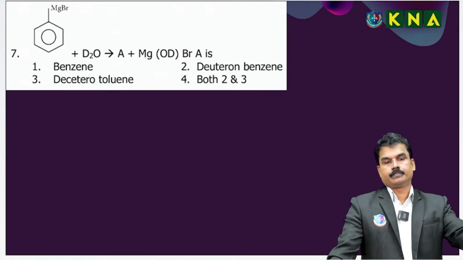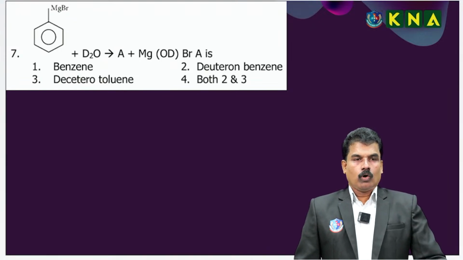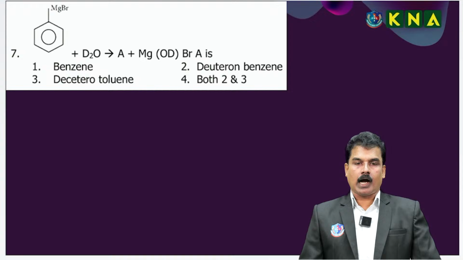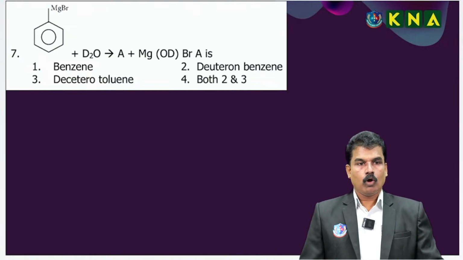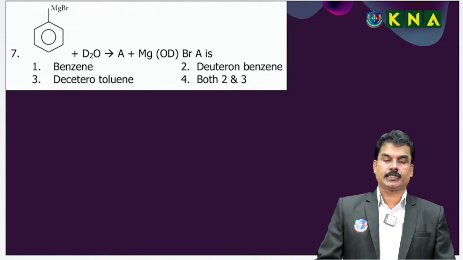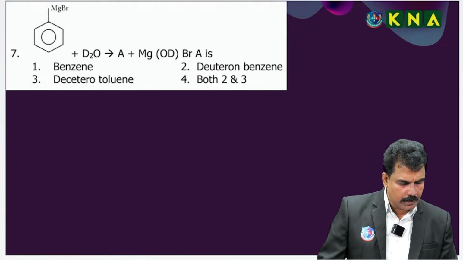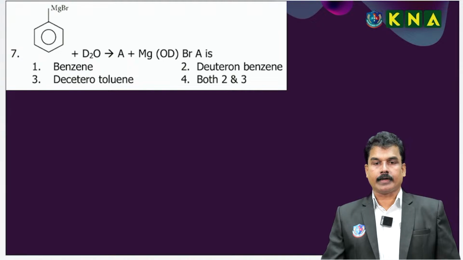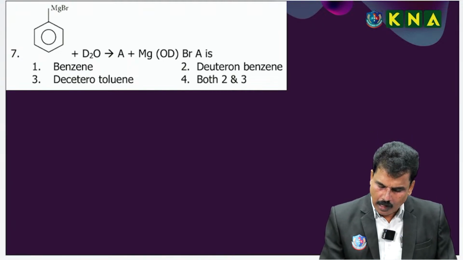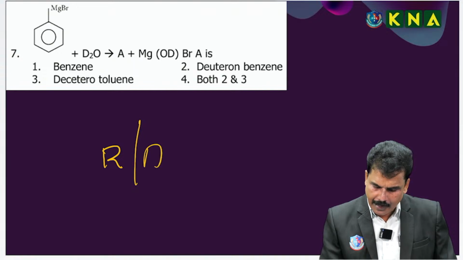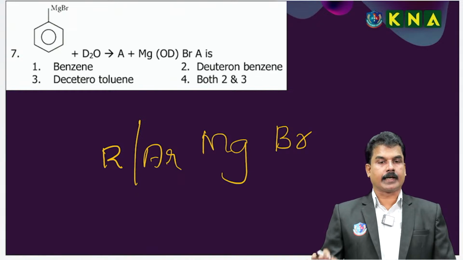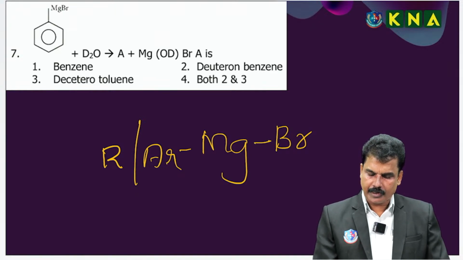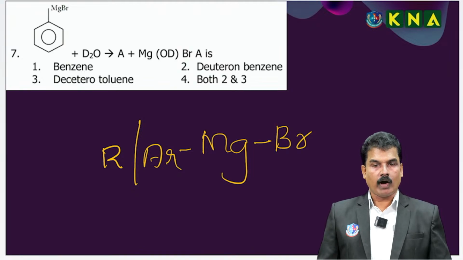Question number 7. It is based on one aryl magnesium halide given as the reagent. There we are adding D2O. What is D2O? Heavy water. One Grignard reagent, alkyl magnesium halide or aryl magnesium halide, is called Grignard reagent. Okay. R or Ar MgX or MgBr. This is the general format of Grignard reagent, an organic compound with a covalent bond.